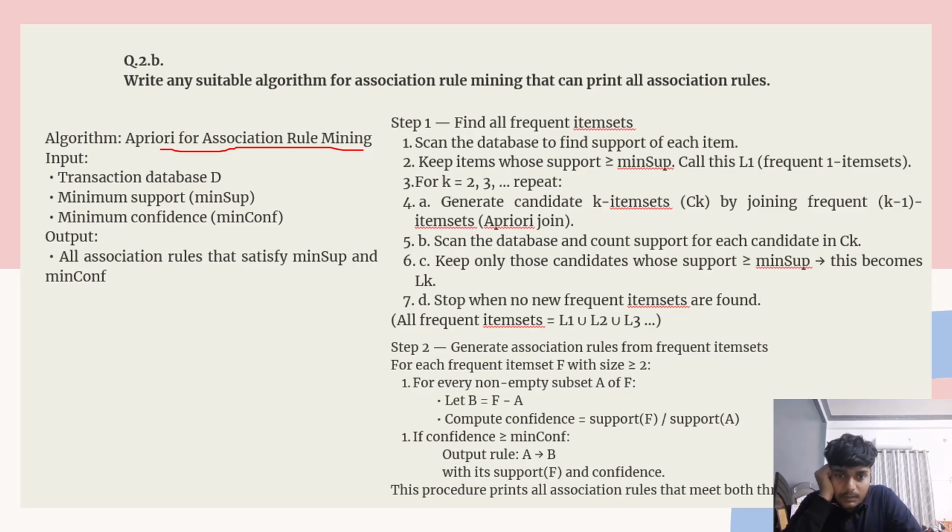Then seventh step, stop when no frequent item sets are found. All frequent item sets are equal to L1 union L2 union L3.